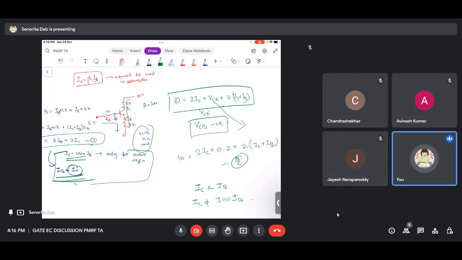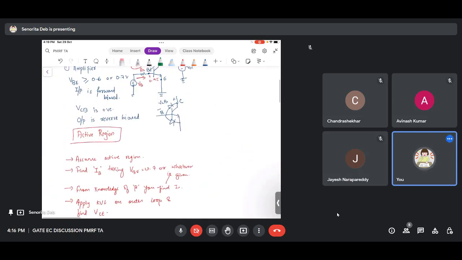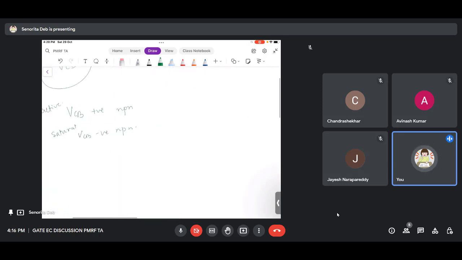Okay? So now, this is how you solve for the region of operation questions. To find the region of operation, you have to find the value of VCB. If VCB is positive, it is active for NPN. Remember, VCB is positive for NPN in active region. And for saturation, it is negative for NPN. Now for PNP, it just becomes opposite. So VBC will be positive for PNP in active region and VBC will be negative for PNP in saturation.